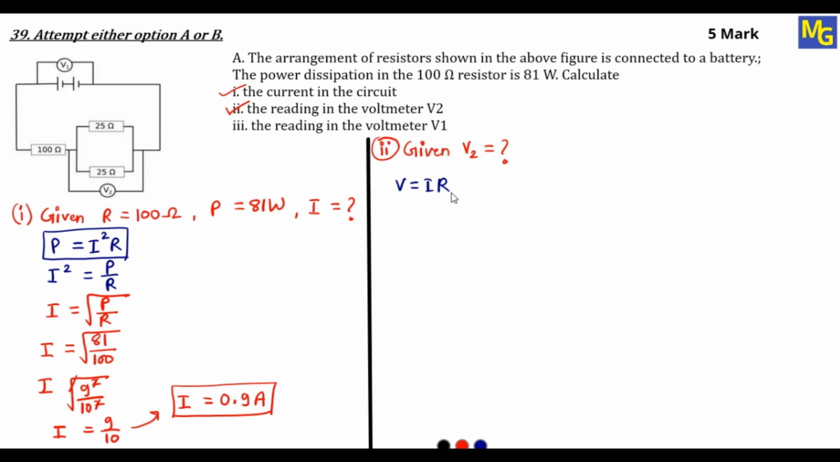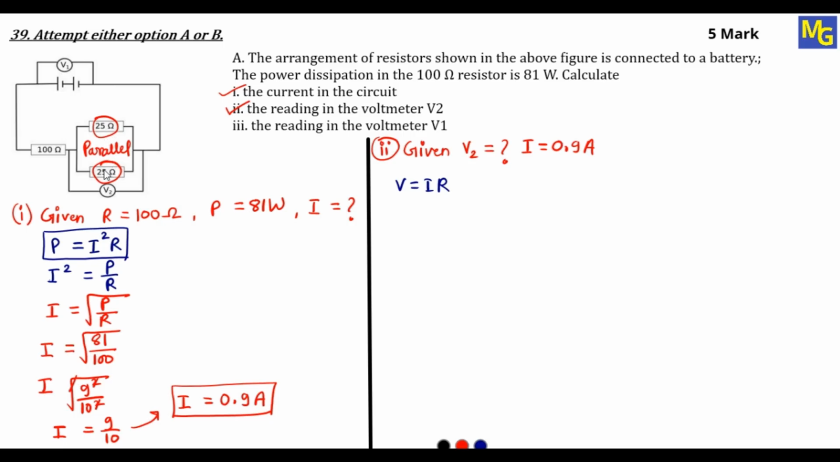Current, just now we have found it out, that is I is equal to 0.9 ampere. But what about resistance? If you see this diagram, here V2 is connected to both the resistors, and both the resistors are connected to each other in parallel combination. So we have to first find out the effective resistance, or you can say equivalent resistance, of these two.